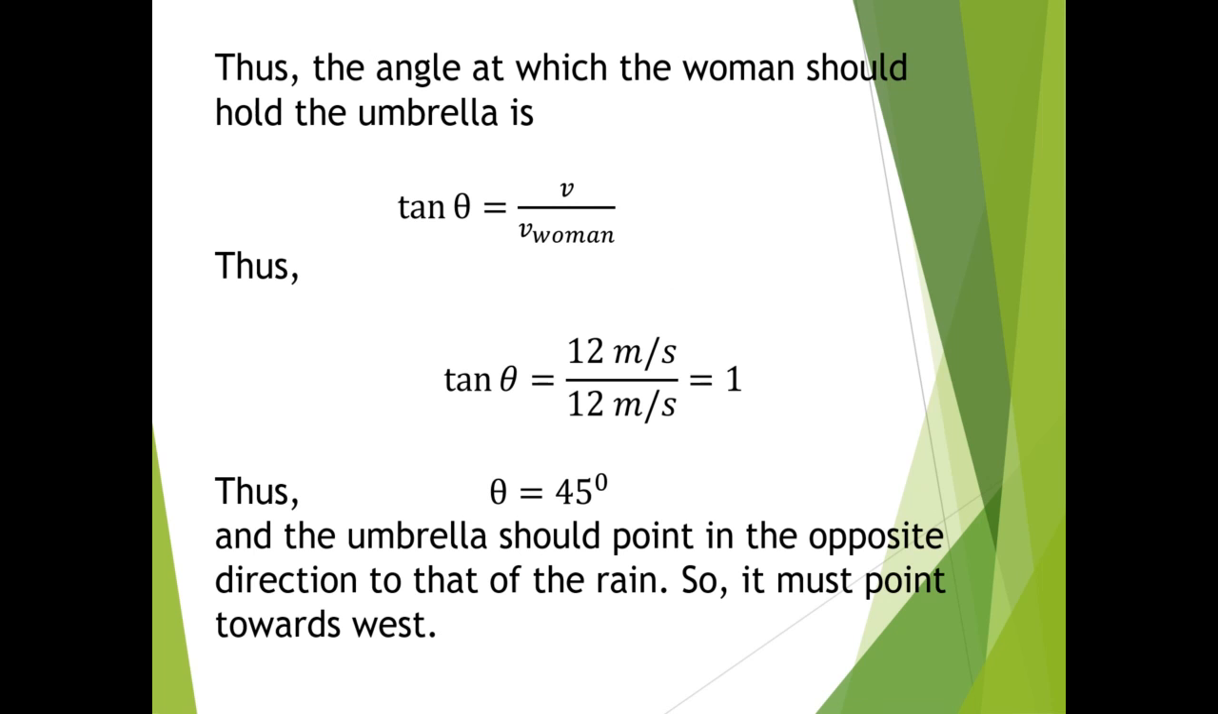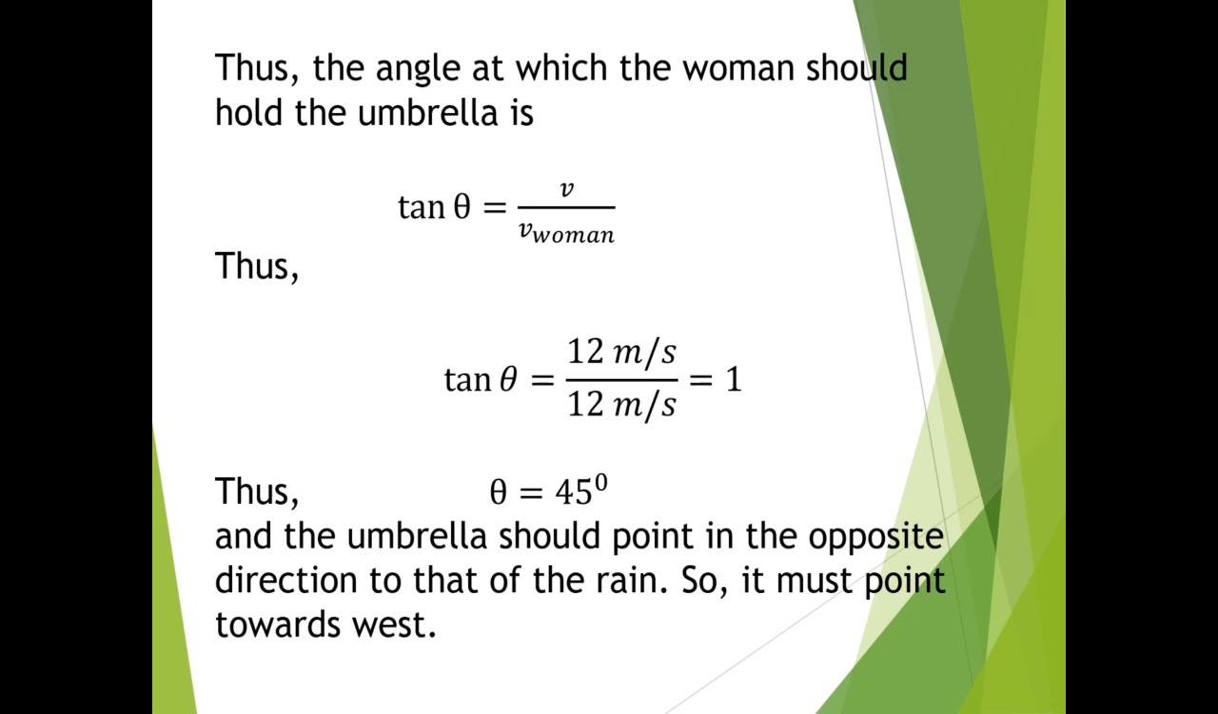So the angle at which the woman should hold the umbrella is tan theta equals v over the velocity of the woman. So we put in the numbers, 12 meters per second and 12 meters per second. So we get tan theta is equal to 1. Since tan of 45 degrees is 1, we get angle theta as 45 degrees. So the umbrella should point in the opposite direction to that of the rain, and so it must point towards the west. So that is the angle at which the woman should hold the umbrella.